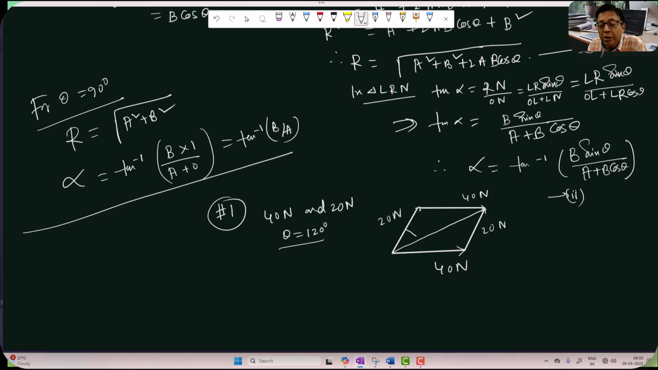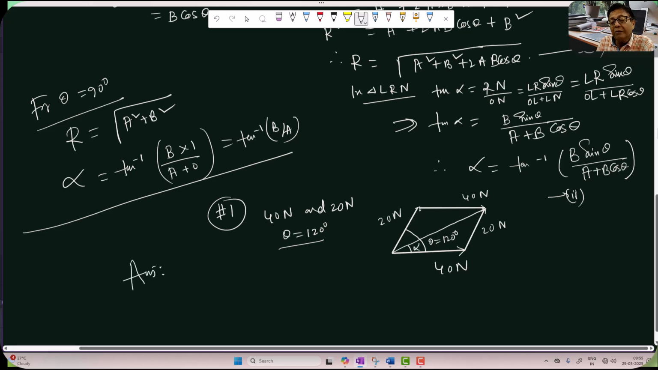So this diagonal will represent the value. It is 120 degree given, although it doesn't look like that, but assume theta is 120. We have to, I'll give you the actual diagram also, alpha also we have to find. So what will be the resultant here? Find R.